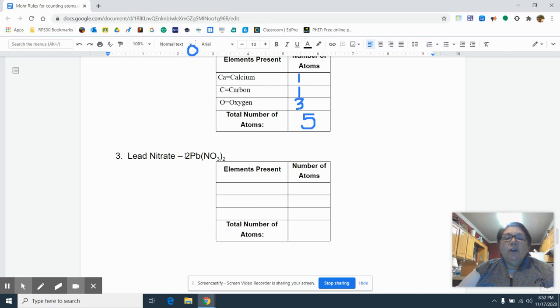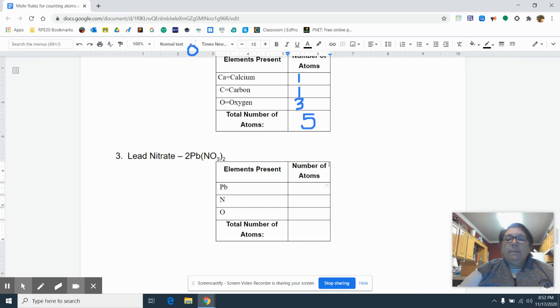Let's try. We have a coefficient, we have brackets, we have subscripts. Here we go. So for lead nitrate, first thing you have to do is list your elements. We have Pb. Notice lowercase b. That means it goes together. That actually stands for lead. And then we've got N. Anybody remember what N stands for? Nitrogen. And then we've got oxygen.